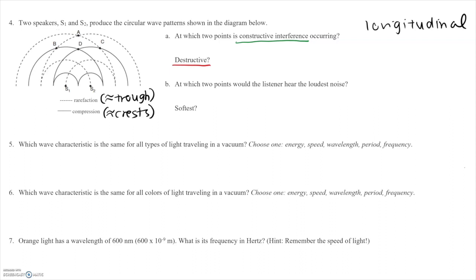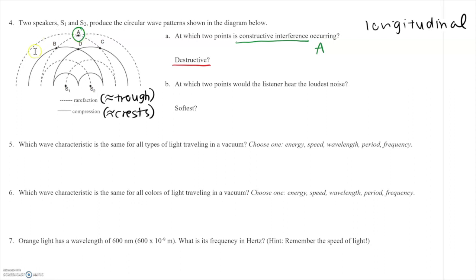So starting with A, over here we have dashed lines passing through point A. Okay, so here's point A. We have two dashed lines passing through. That means we have two rarefactions that are passing through each other. Therefore, since they're both in the same direction, they're both rarefactions, that means we have an example of constructive interference. So A would be an example of constructive interference.